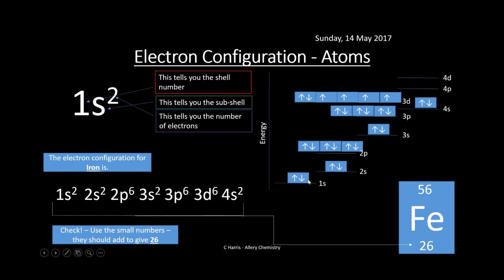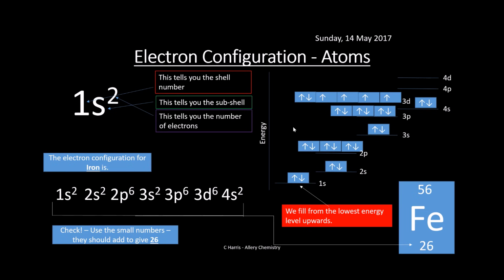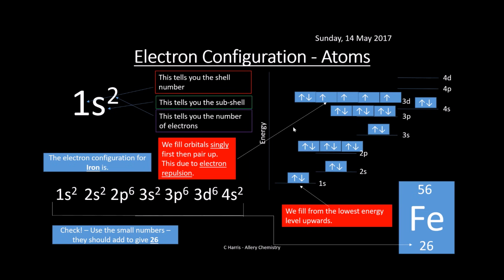You can see lowest energy is down here. This is the one closest to the nucleus. And as we go further up, we're getting further away from the nucleus and these are higher energy. So we fill from the lowest. And we fill orbitals singly first as well. So you can see here, these ones are all filled singly. Then we pair up if we have to. So this is due to electron repulsion.